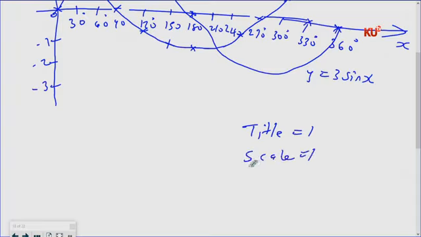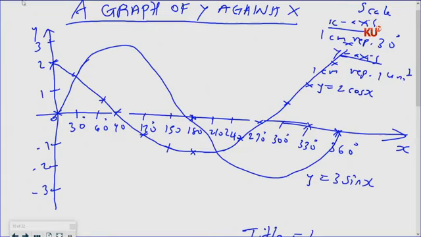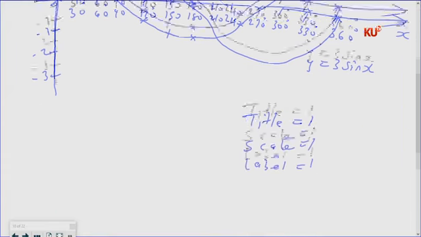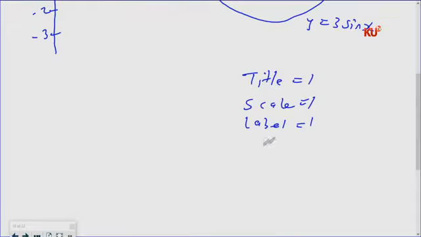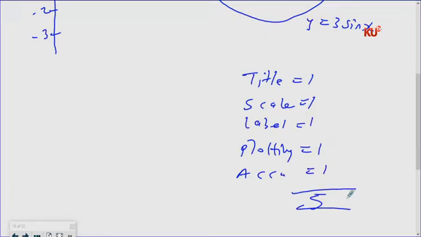1 mark for the scale. You also have 1 mark for labeling. For you to label, you just say y-axis, x-axis, it must have an arrow there. Then you also have another mark for plotting. Then this last 1 mark is very difficult to get. That is accuracy. You get another 1 mark, totaling to 5 marks.